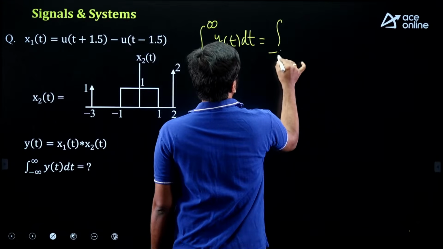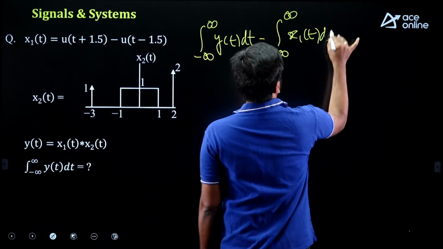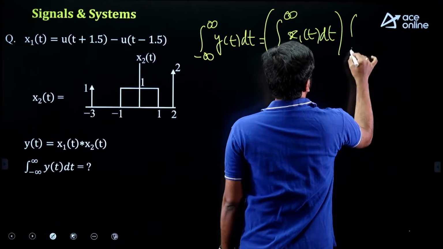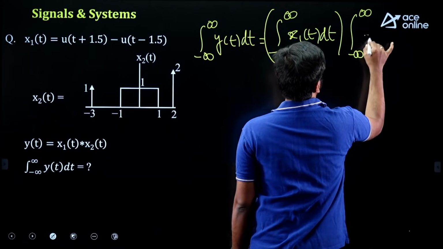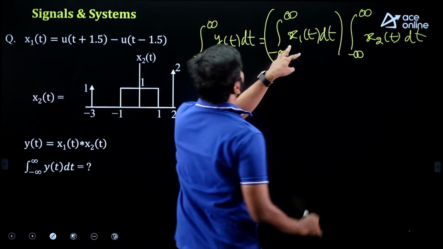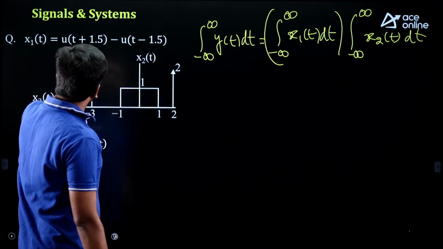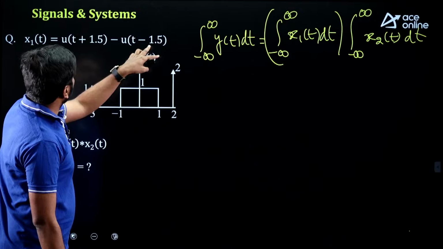So integral minus infinity to infinity y of t dt is equal to integral minus infinity to infinity x1 of t dt into integral minus infinity to infinity x2 of t dt. So just find the area under x1, the area under x2, and then multiply. What is this? It's a rectangular pulse from minus 1.5 to 1.5.